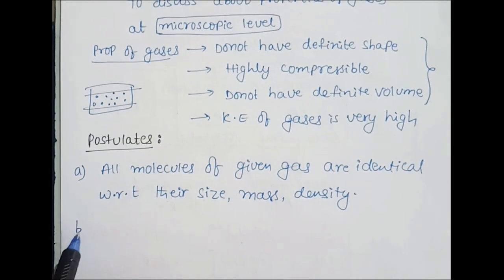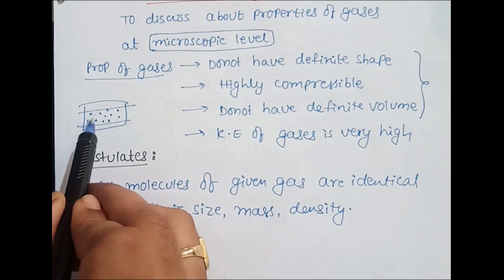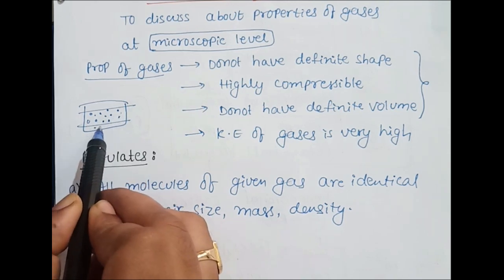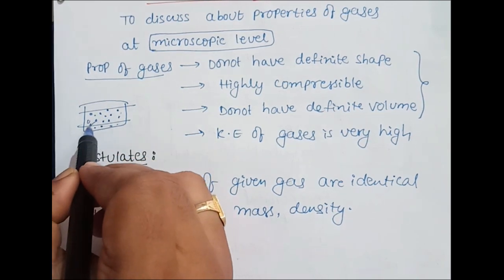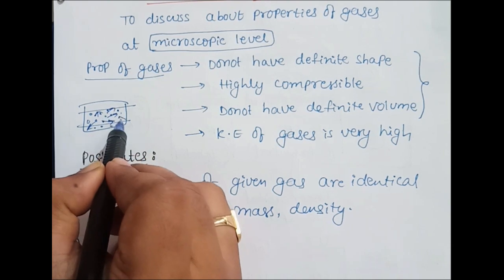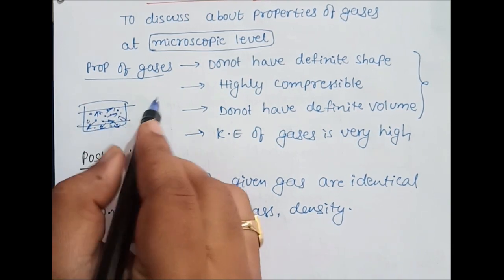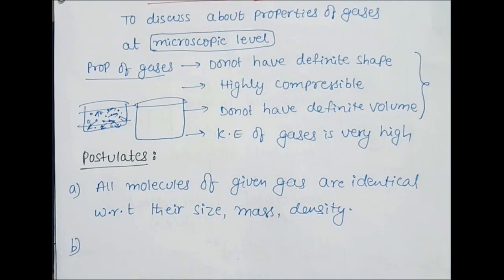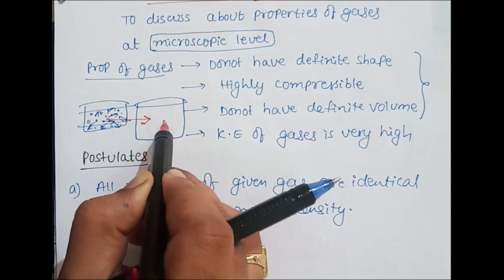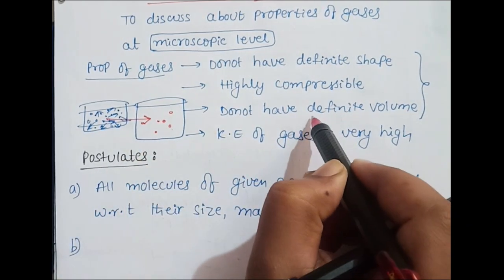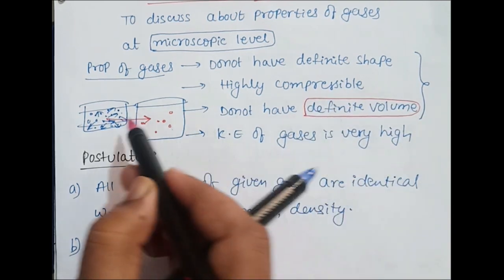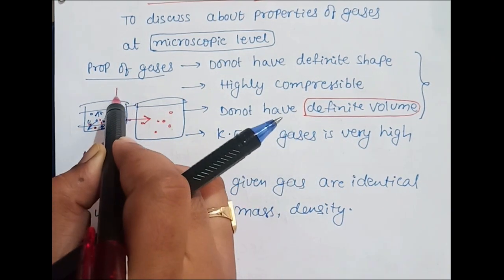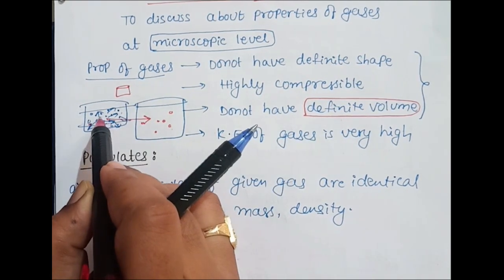It is a very simple point. Second point: between these molecules there are no intermolecular forces. They said there is no force of attraction, or in fact negligible forces. That's why gas molecules can move freely in all directions, and that's the reason they occupy the whole volume. If you transfer this gas into a big container, it also occupies the whole space. Here we have written that gases do not have definite volume. Why? Because the intermolecular forces are negligible, so whichever container you take, big or small, the gas will fit into it.